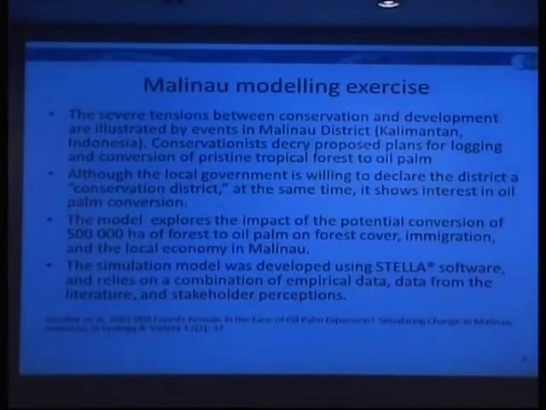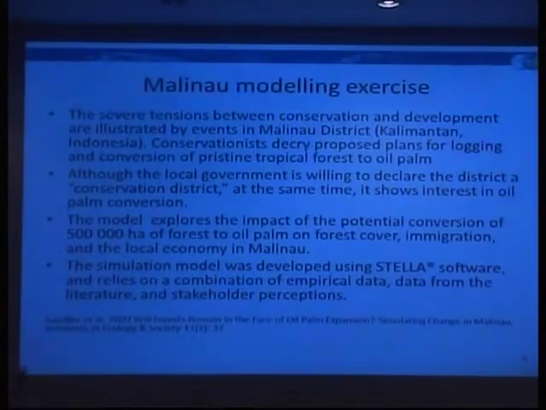And for example, in these papers, they look at this Marinaro modeling exercise. There were severe tensions, obviously, between conservation and development, as I think a lot of you that work with protected areas, or marine protected areas even, might be familiar with. Fishermen have different interest groups, and they might have different interests in conservation. Local government is willing here to declare the district a conservation district, but it also shows interest in oil plantations because they can boost economic development. So where do we draw a line? And what are the potential effects of oil plantations, for example?